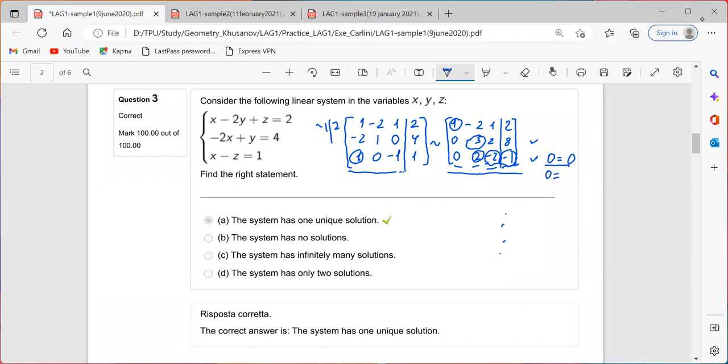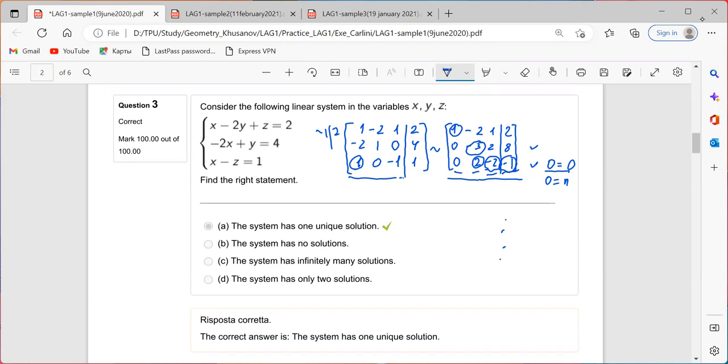If the right side will be not 0, you will obtain a contradiction: 0 equals non-zero, some kind of number. In that case, you will obtain a contradiction, which means that the number of solutions will be 0. So we have no solution.